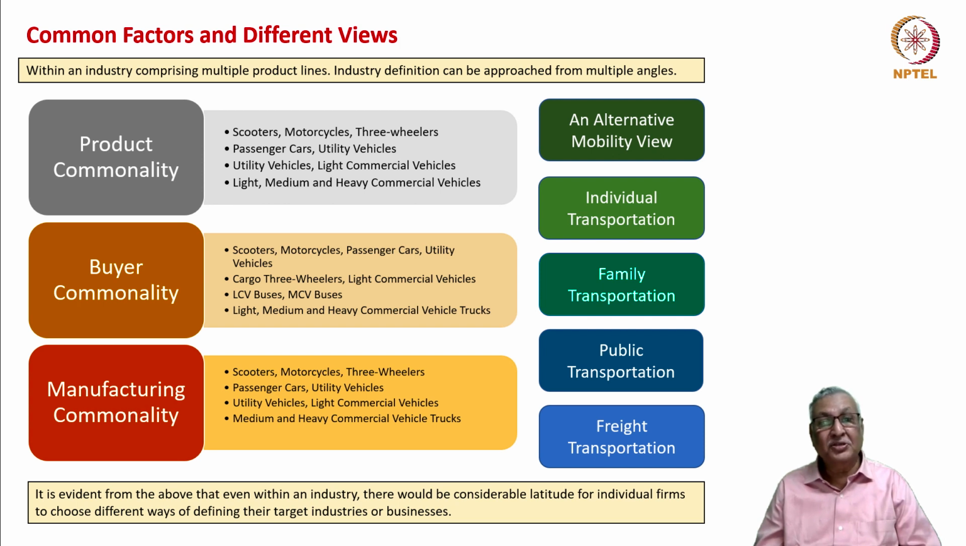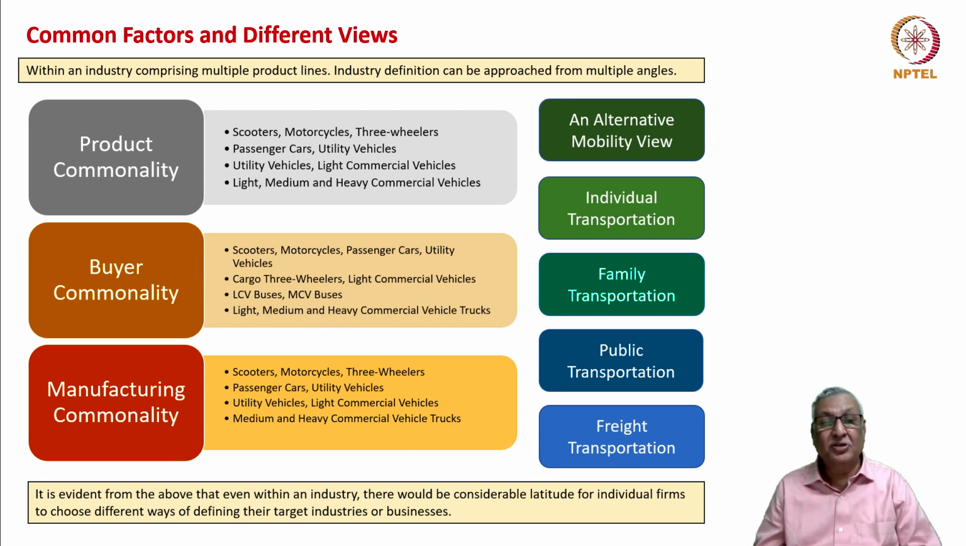We can look at passenger cars and utility vehicles, which look at family passenger transportation as well as individual transportation. Utility vehicles and light commercial vehicles can be seen together as offering certain benefits for small businesses. Light, medium and heavy commercial vehicles can be seen in terms of cargo logistics or in respect of passenger transportation.